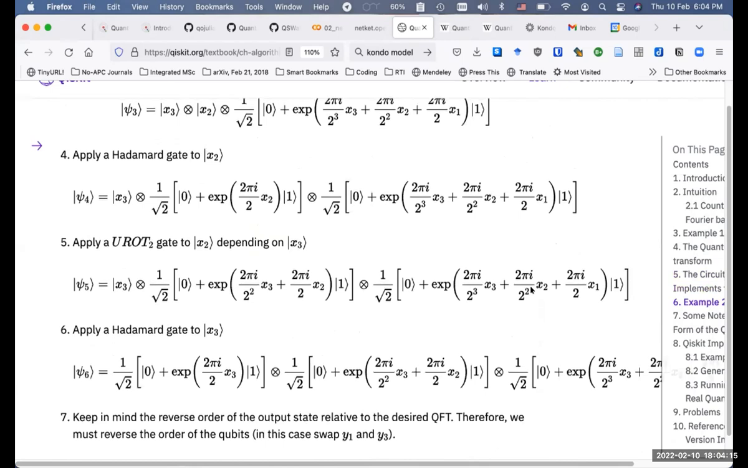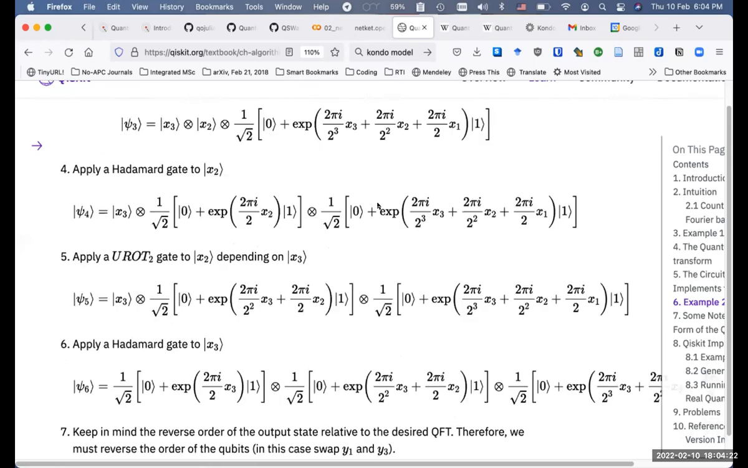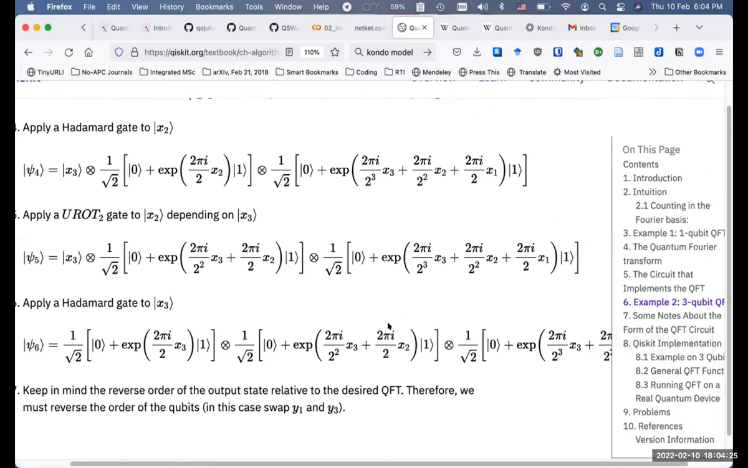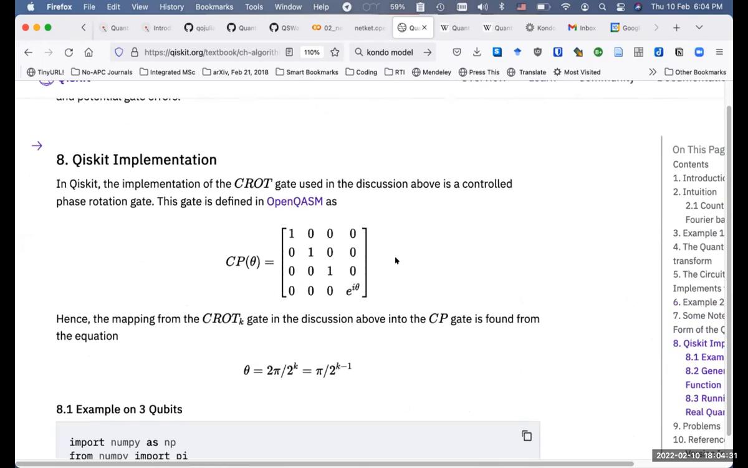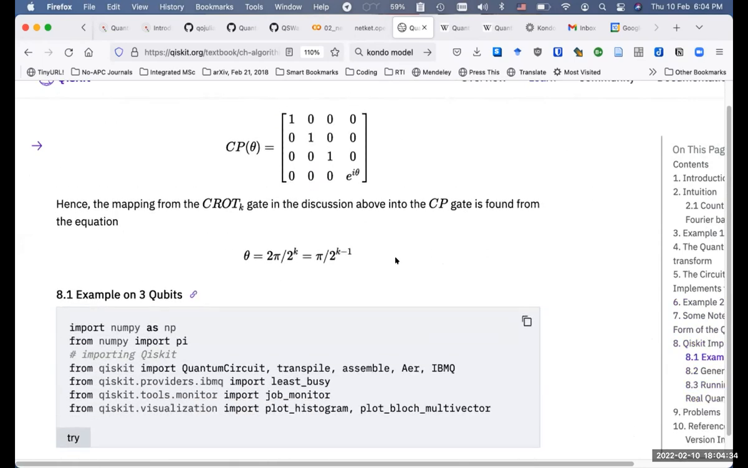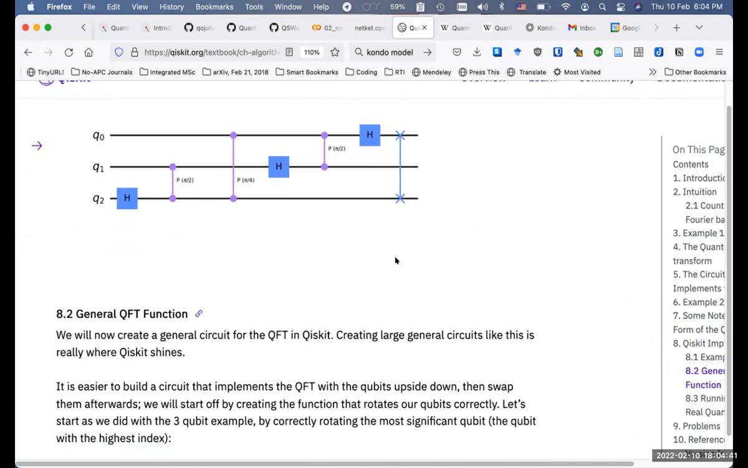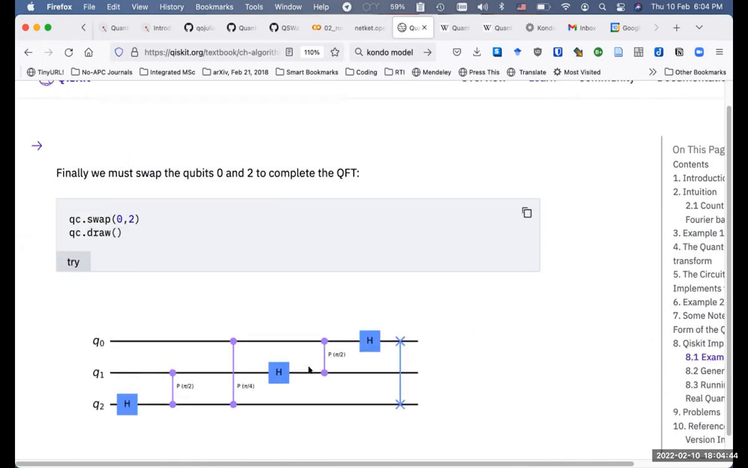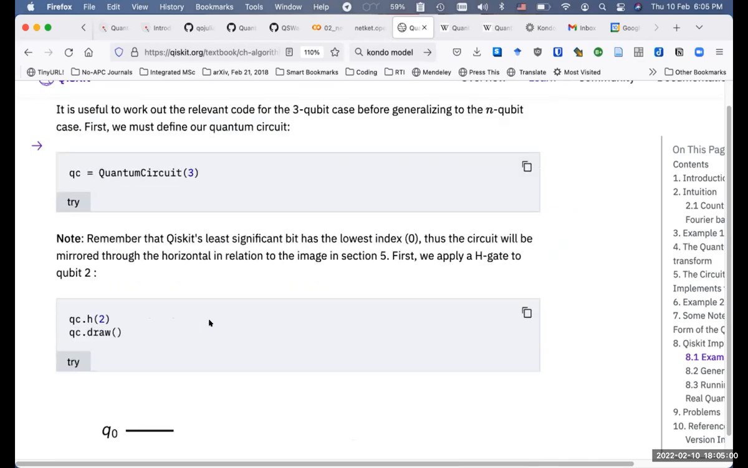So as an example, this is the three qubit QFT. And I would suggest that you work out this explicitly. And then of course, there is a Qiskit implementation, which we will perhaps look at, but I'm not sure. If you look at this implementation, what does it do? Well, it does exactly what the circuit is supposed to do. Hadamard, then rotation by, what is this P pi by 2? One second, let me just make sure that I know what I'm talking about.